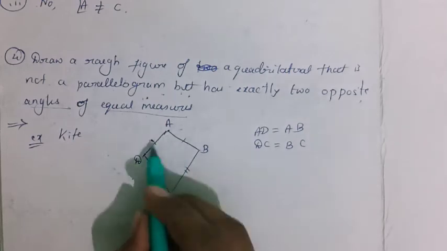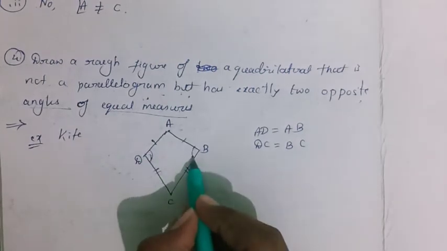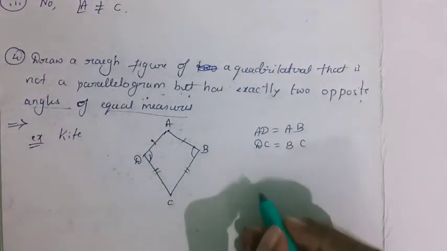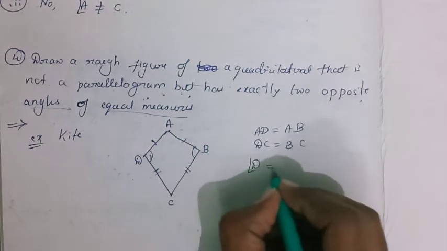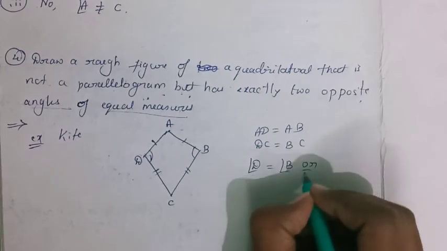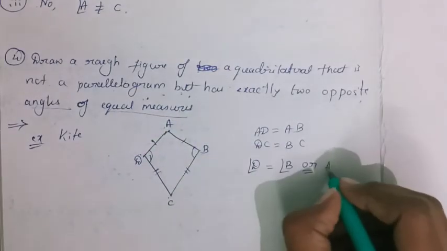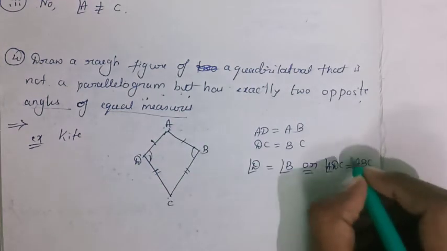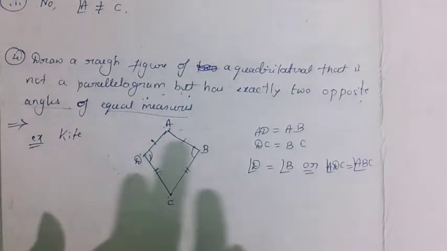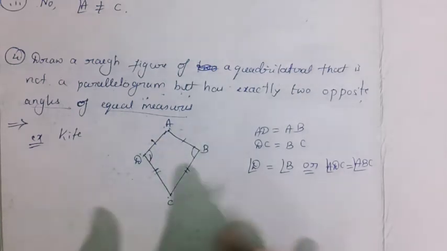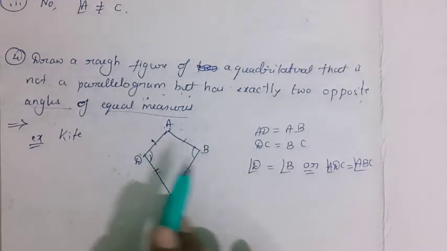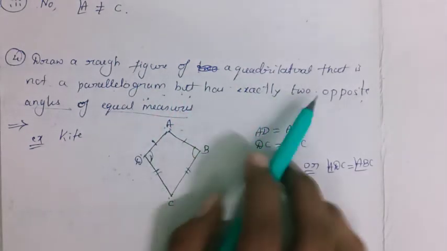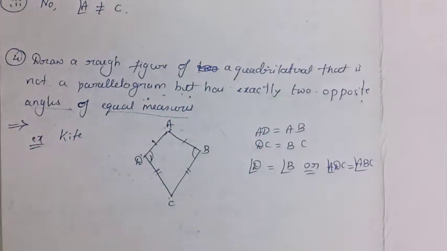If you observe the angles, angle D and angle B, these are opposite angles, yes. So these opposite angles are equal to each other. So we can say angle D is equal to angle B, or you can write this one as angle ADC, which is equal to angle ABC. But this is not called a parallelogram, this is called a kite. So even we can say this one is a quadrilateral. This is one of the best examples of a quadrilateral showing one of the properties of the parallelogram, that is, two opposite angles are equal in measure.